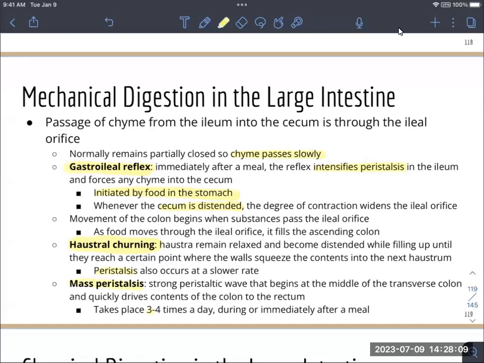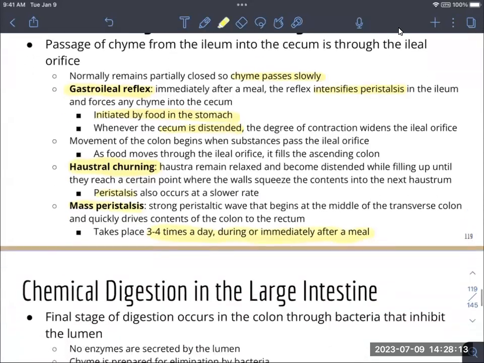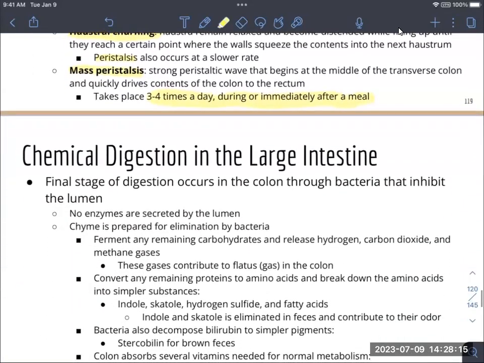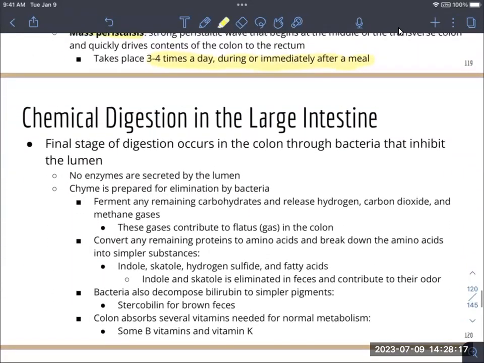This peristalsis can take place 3 to 4 times a day, during or immediately after a meal. The final stages of digestion are done in the large intestine. We do not secrete any enzymes in our large intestine. We're preparing for elimination.